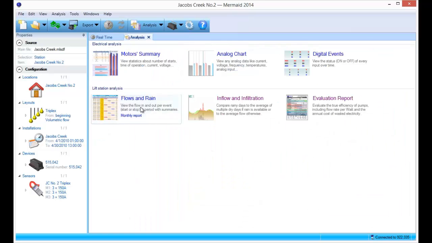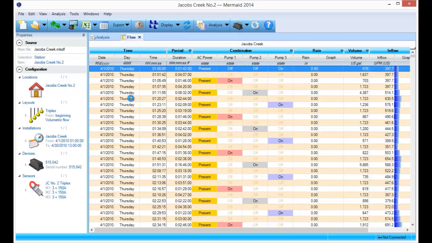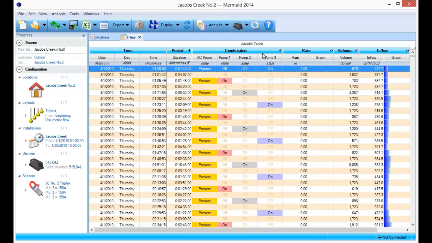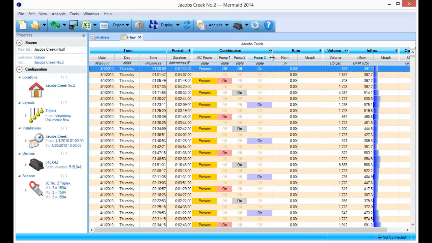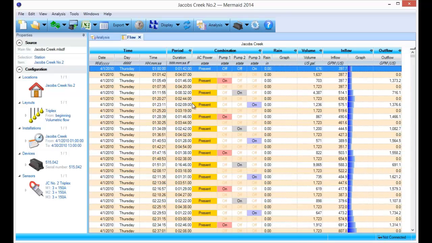Then you have the flow and rain report. We can see events when they occur one by one. You know exactly when the pumps are running. We can see they alternate.